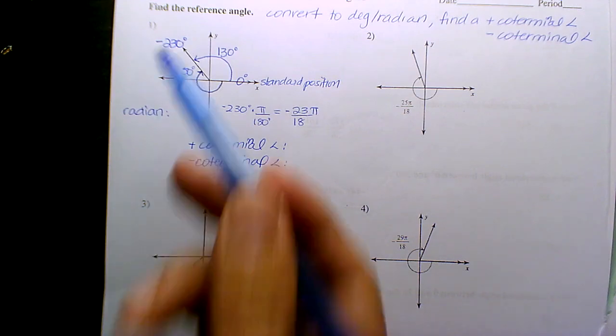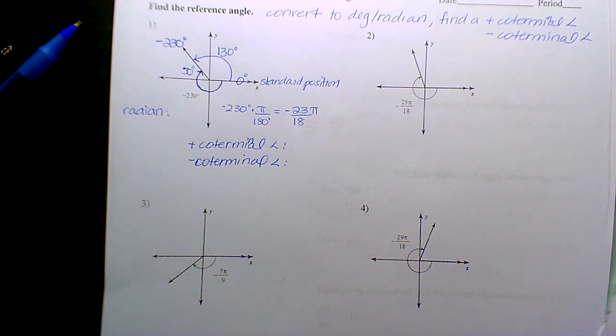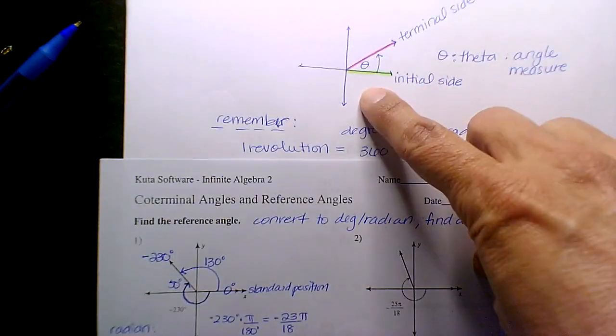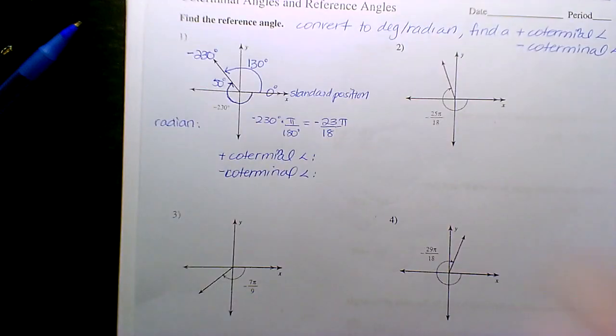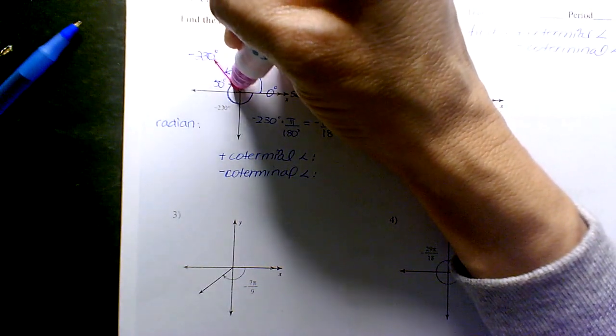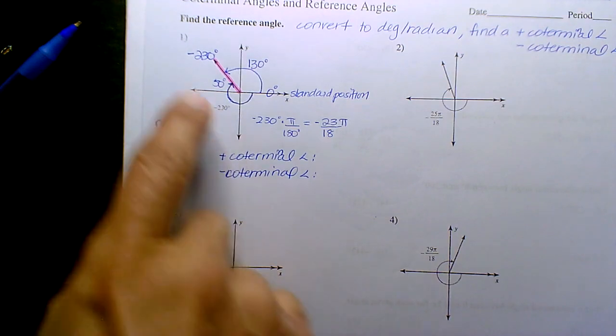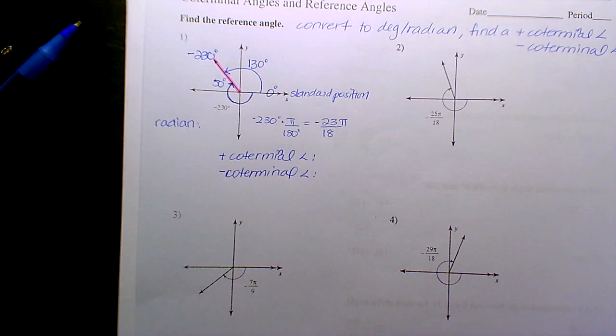It has to land here. So this terminal side, I think I did it in pink in the notes. The initial side is where you start. So that terminal side is here. It has to land there. If it lands anywhere else, your answer is automatically wrong. So if negative 230 is taken and I want a negative coterminal and it has to land there, that's when you start talking about revolutions. Do you want the first revolution, the second, the third, the fourth, the fifth?